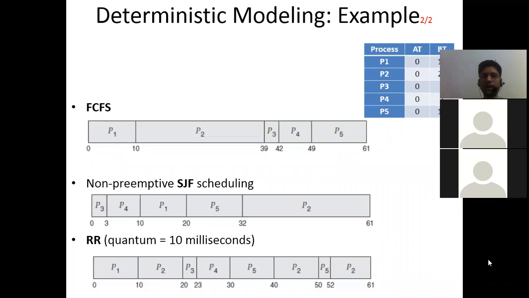Tell me. FCFS, non-preemptive SJF, and round robin. Better it was not simple SJF. This is non-preemptive shortest job first. Be specific with your answer, right?